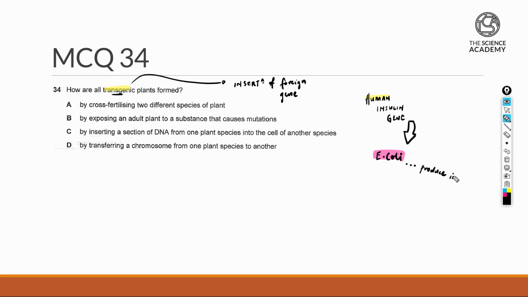So this is now no longer what we call a wild type E. coli, which is a natural E. coli, but otherwise referred to as a transgenic E. coli. So this is a very, very primitive and fundamental basis of genetic engineering, the transfer of genes.